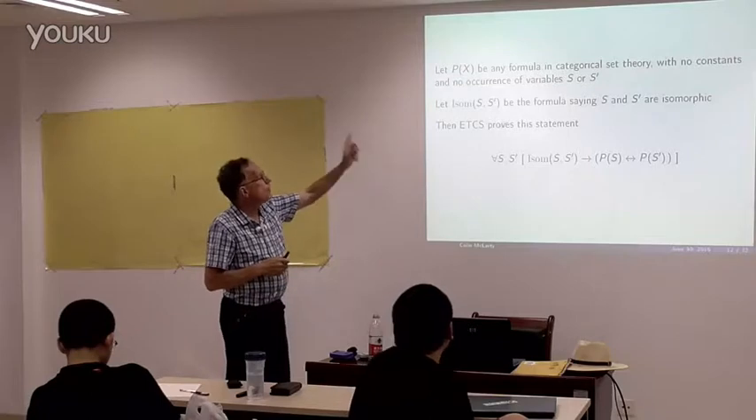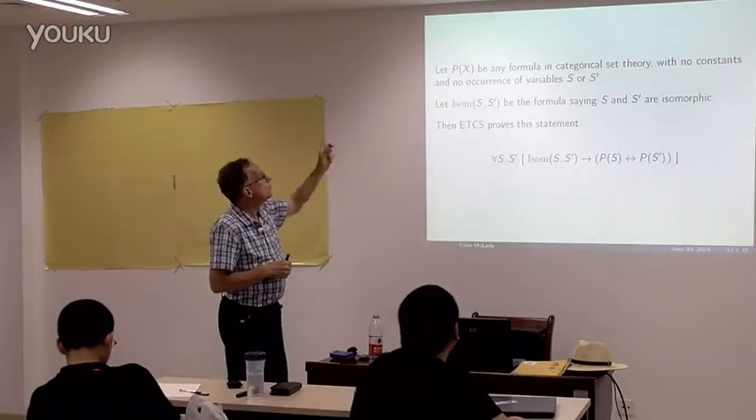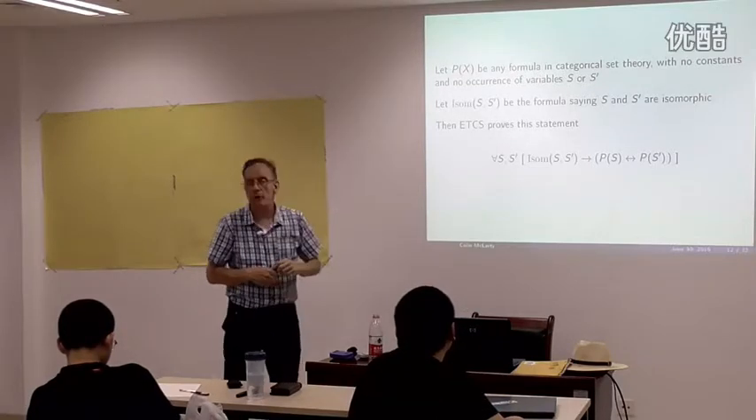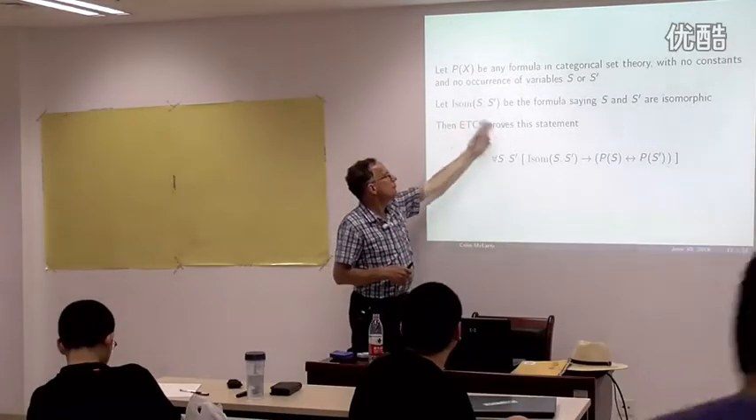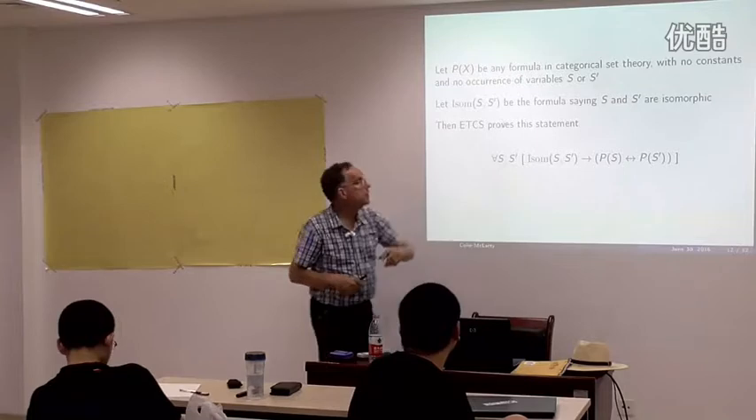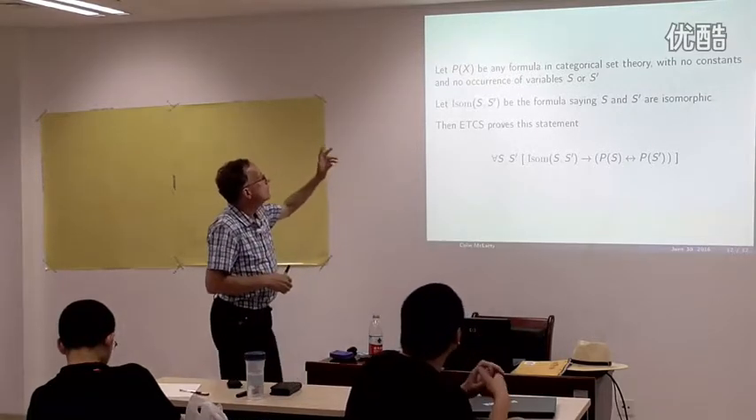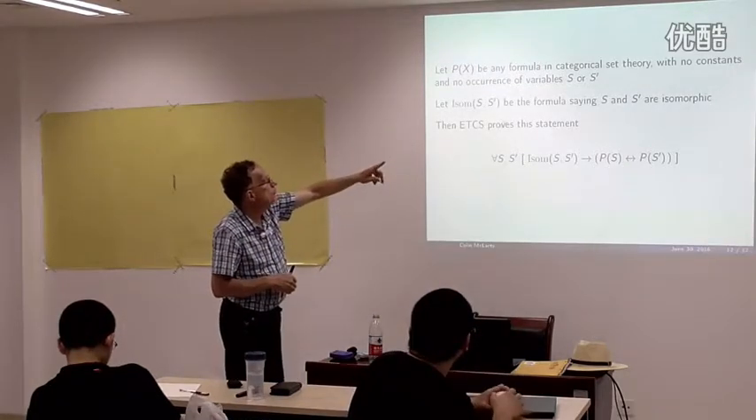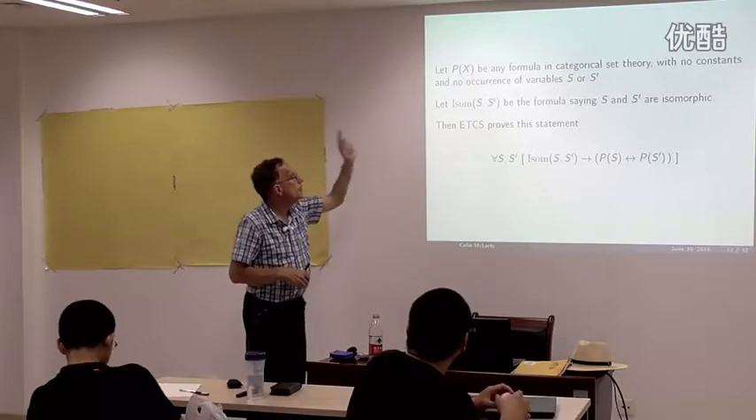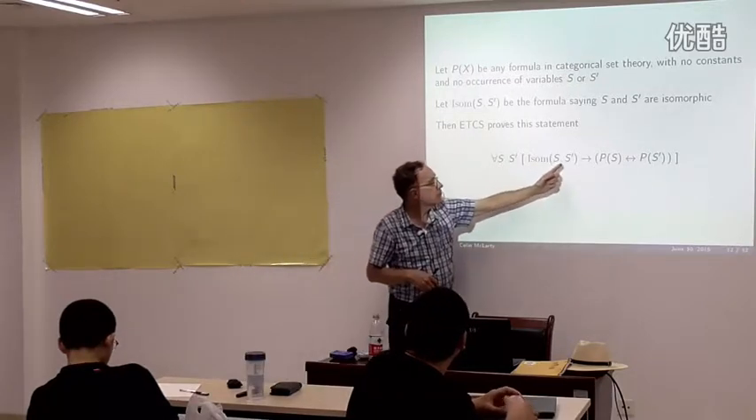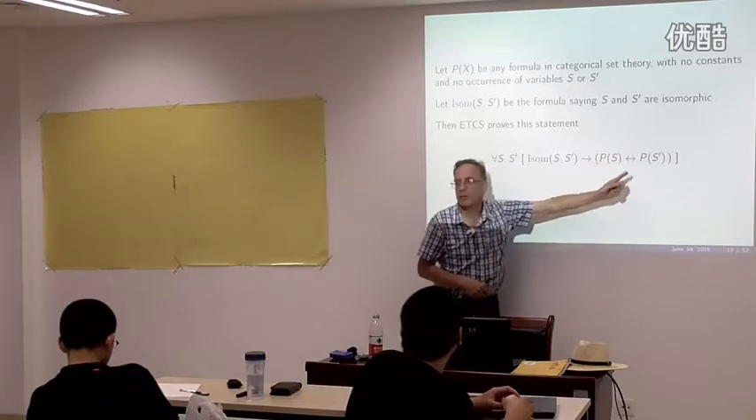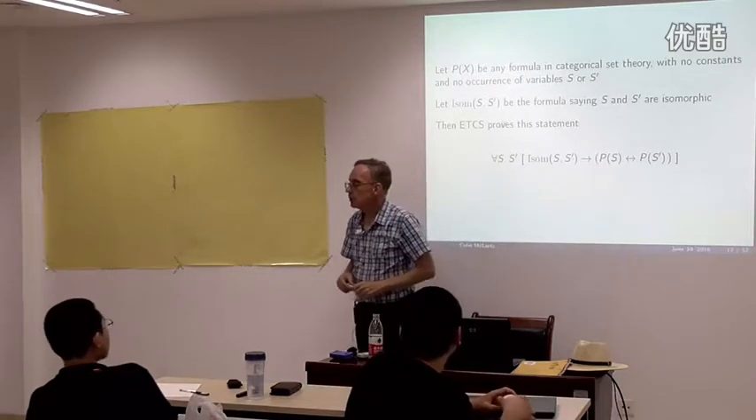Take any formula in that language that has no constants and no occurrences of the variables S or S prime, and then I'm going to use those variables here. So the point is, let isom be the formula saying that those two sets are isomorphic. Then ETCS proves this statement: given any two sets, if they're isomorphic, one of them has the property if and only if the other does.